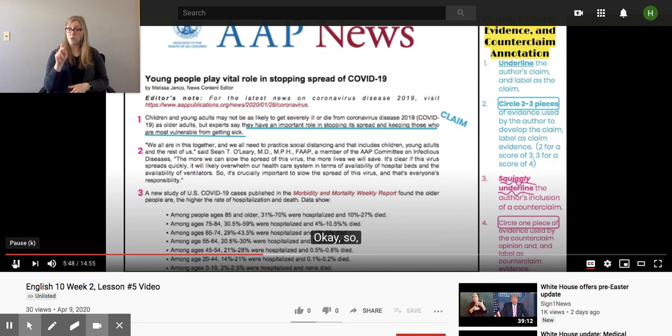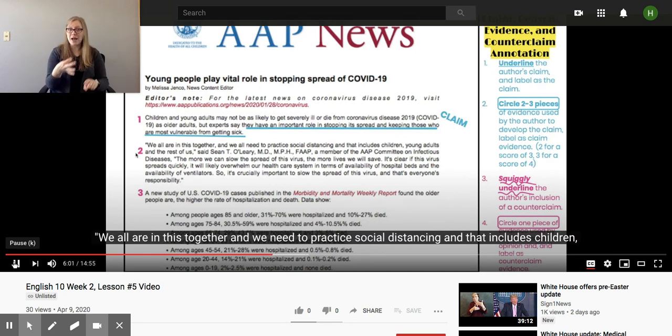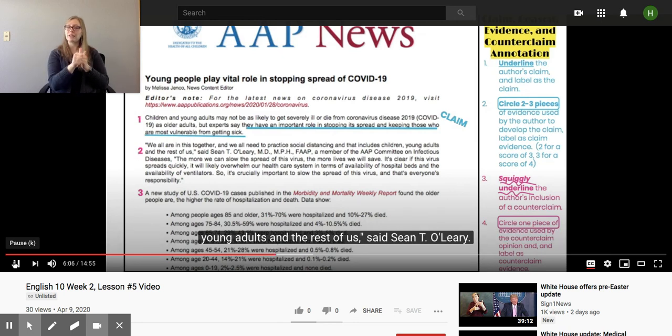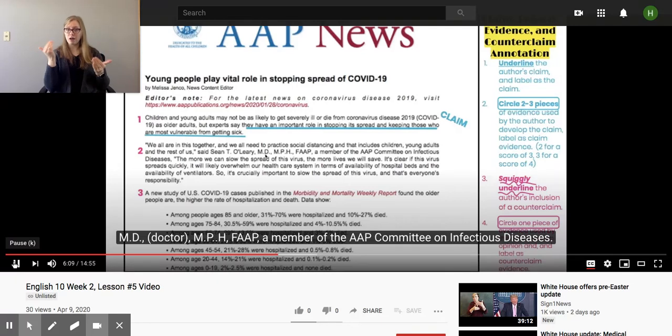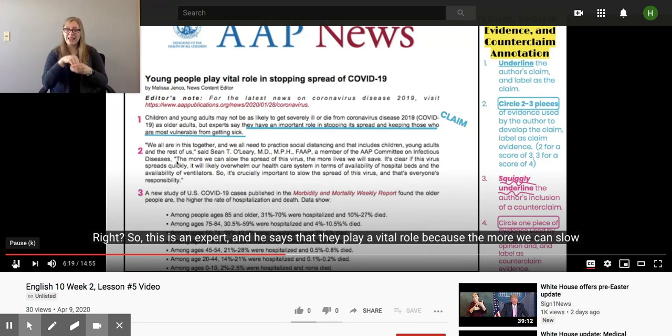Okay, so that second paragraph to me helps develop this claim because the author is using an expert, right? We all are in this together and we need to practice social distancing, and that includes children, young adults, and the rest of us, said Sean T. O'Leary, MD, MPH, FAAP, a member of the AAP Committee on Infectious Diseases, right? So this is an expert, and he says that they play a vital role because the more we can slow the spread of this virus, the more lives we will save.